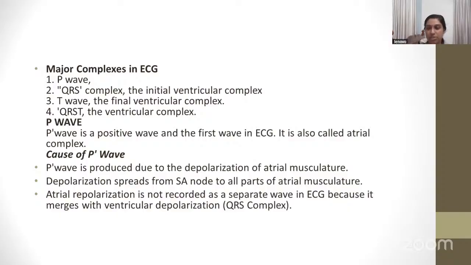This question is repeatedly asked in multiple entrances also. So atrial depolarization is the cause of production of the P wave. And atrial repolarization is not recorded as a separate wave. It merges with the ventricular depolarization, and hence atrial repolarization is not recorded as a separate wave. It is part of the QRS complex. We measure it as part of the QRS complex or the second complex.